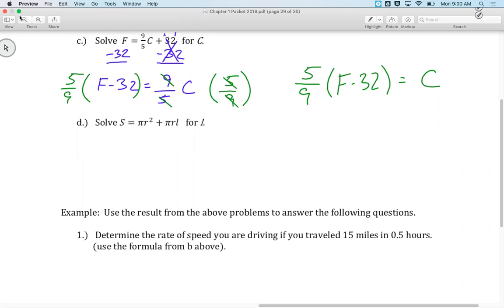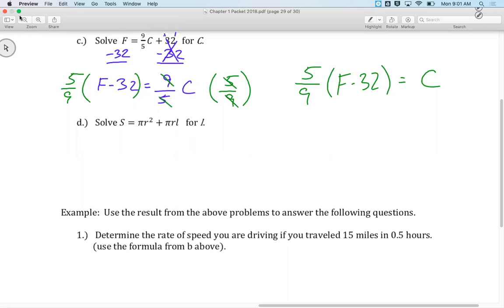Solve S equals pi r squared plus pi r L. Any idea what that formula is for? Surface area of, so close. Good. Pi. So it's, think about it, cube. Not a cube. Cube. No. All right, so hint for you guys, hint.